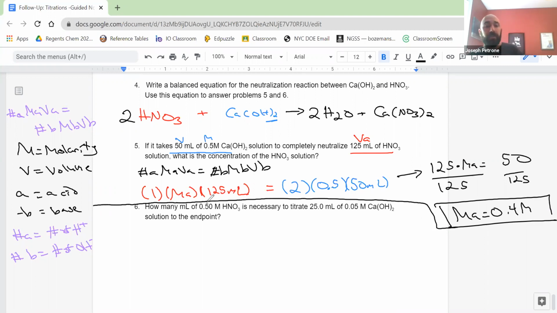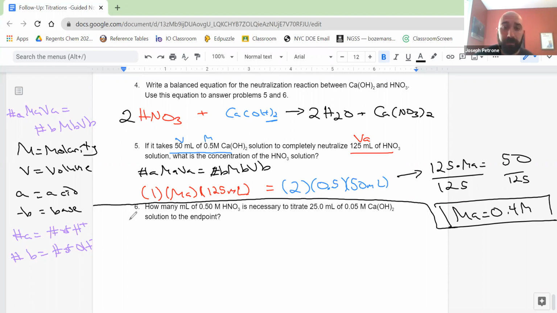And then number 6. We're dealing with the same formula, but we want to know how many milliliters of 0.5 molar nitric acid is necessary to titrate 25 milliliters of 0.05 molar calcium hydroxide to the endpoint. So the endpoint just signifies when the titration is complete, when neutralization happens. So when the pH is at 7. So it's no different from the other questions in terms of what you're doing, just including this little piece of vocab. All right. So once again, we're dealing with our number A, MAVA equals number B, MBVB.